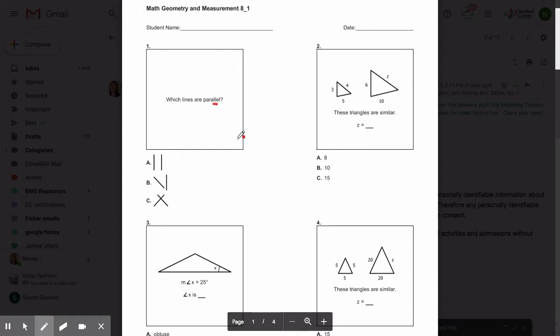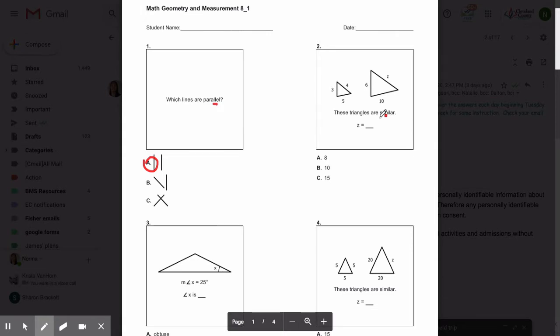I don't know about you guys, but I always use those 2 L's in the middle as a reminder to me of what parallel lines look like. There are 2 lines that never get any closer or never farther apart. I always think of railroad tracks. So which of these looks like they would never touch? Well, these are touching. If this one kept going, it would touch. These will never touch. So our answer is A.